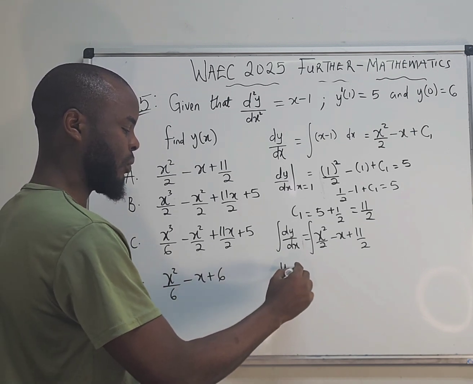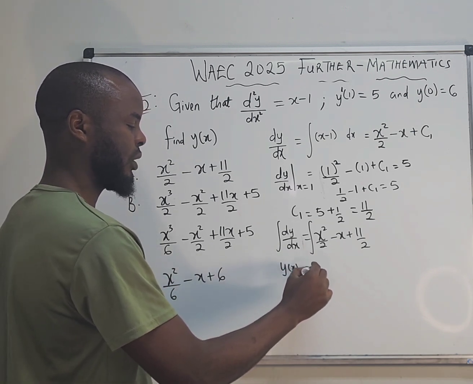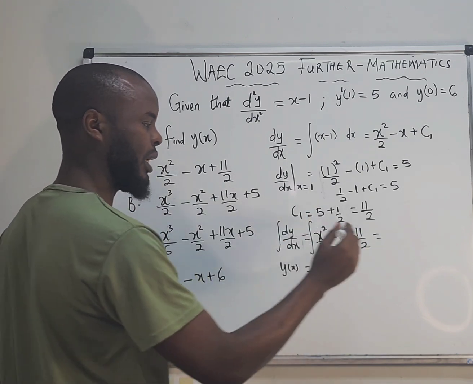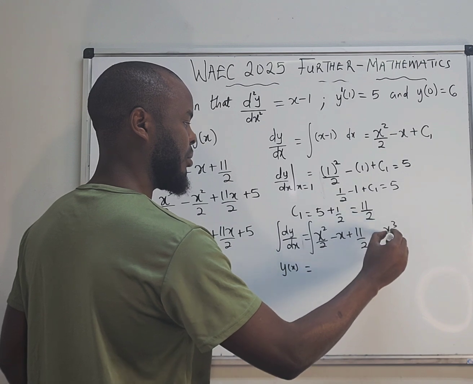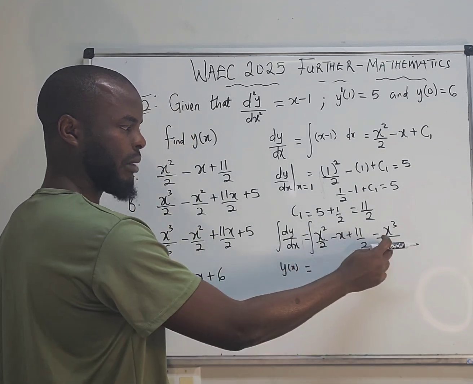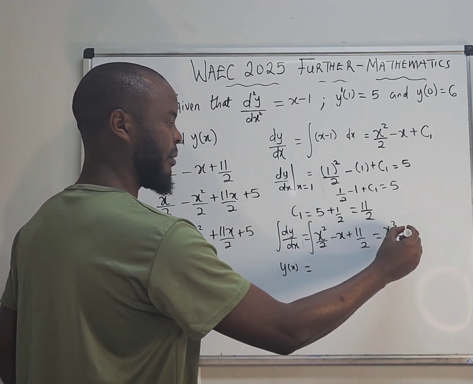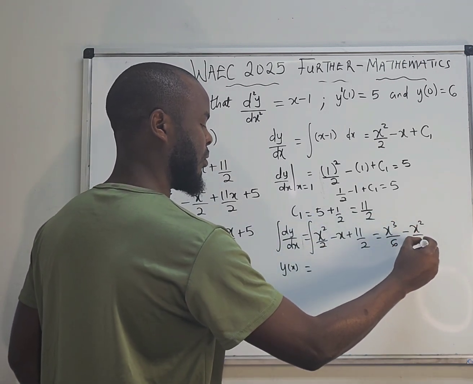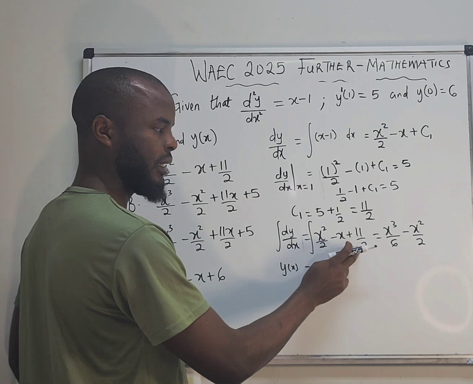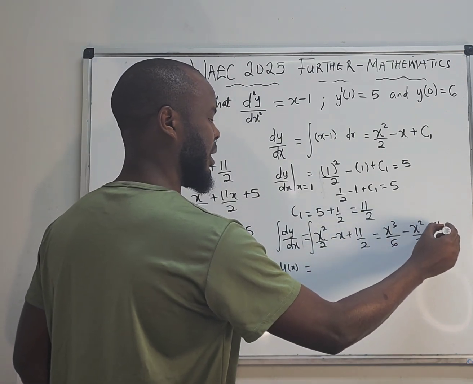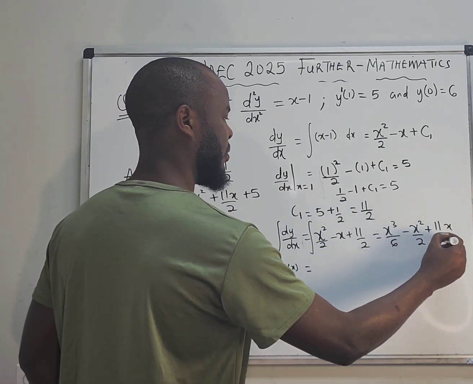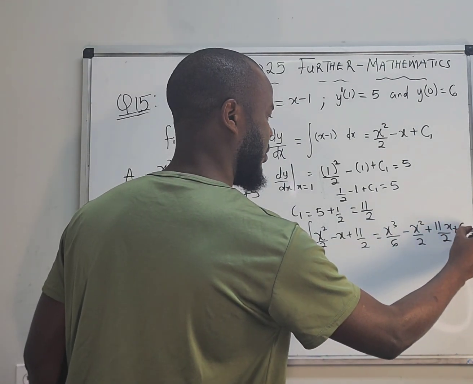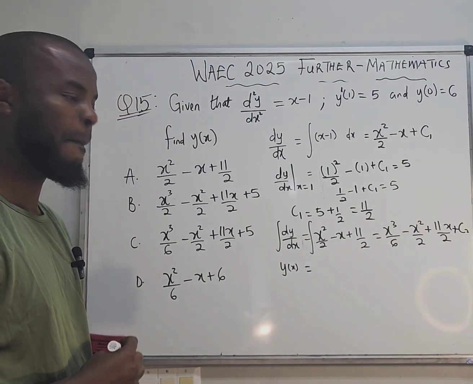Now your y is going to be, if you integrate this first term, x cube over 3 times 2, which is 6. Minus, if you integrate this, we have x squared over 2. If you integrate this constant here, we have 11x over 2 plus c2, which is the constant.